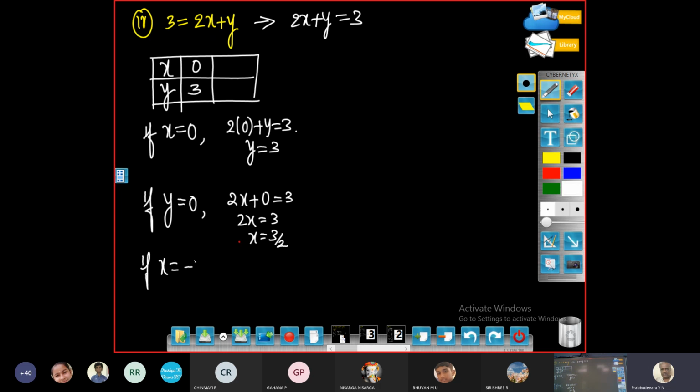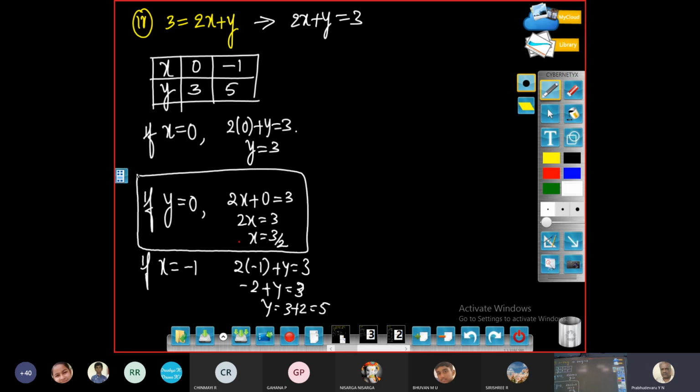If x is equal to minus 1, what happens? 2 into minus 1 plus y is equal to 3. So minus 2 plus y is equal to 3. So y is equal to 3 plus 2, it is 5. So if x is equal to minus 1, y is equal to 5. So don't take the second one because it is in fraction. The location of that number is very difficult using the graph sheet. Okay, so let us drop that one.